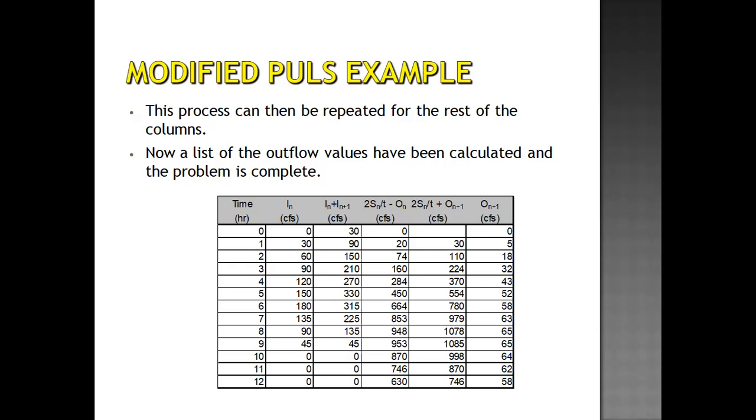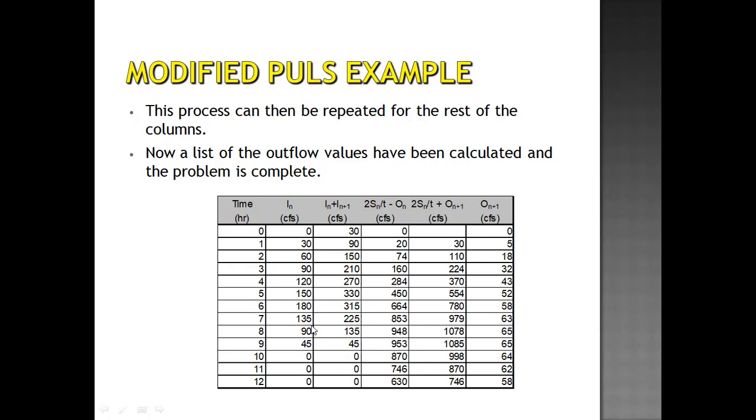In the third hour: 90, 210, 160, 224, and 32. In the fourth hour: 120, 270, 284, 370, and 43. In the fifth hour: 150, 330, 450, 554, and 52. In the sixth hour: 180, 315 CFS, 6664 CFS, 780 CFS, and 58 CFS.